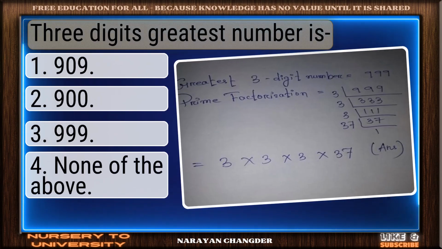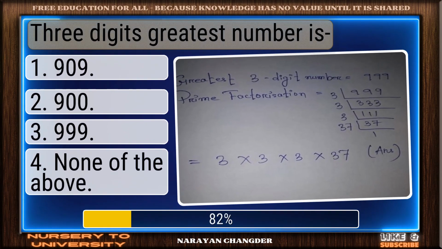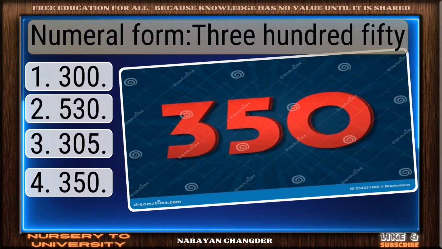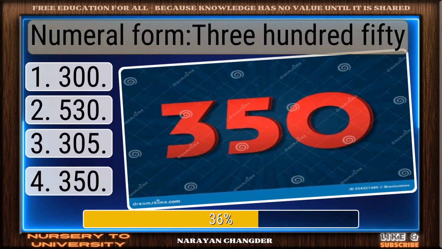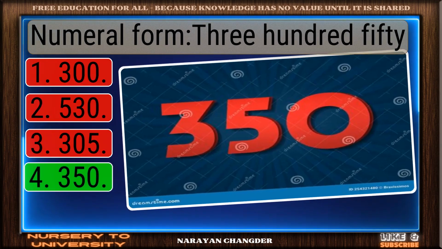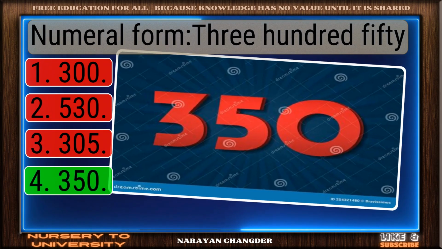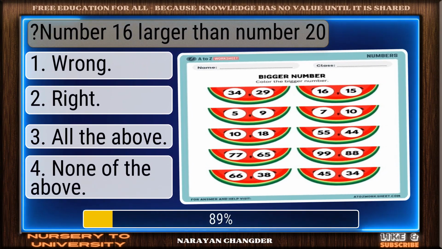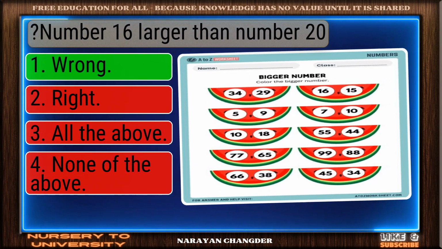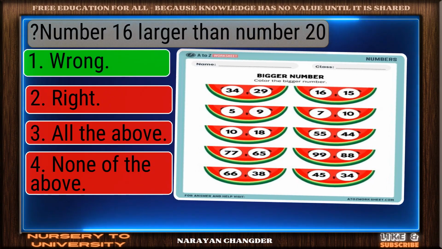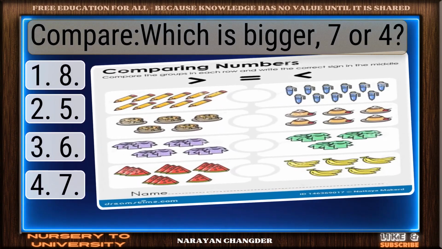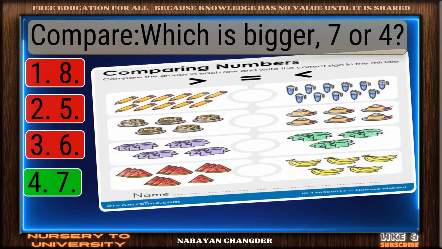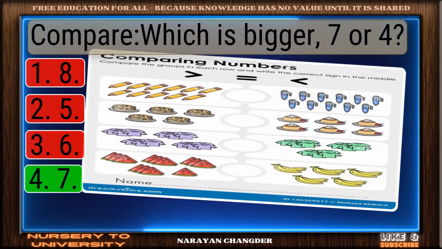3 digits greatest number is? Sharp thinking. 999 is the right choice. Numeral form 350. On track. 350 is the correct answer. Number 16 is larger than number 20. Nice selection. Wrong is the correct and valid answer. Compare which is bigger, 7 or 4. Exactly. 7 makes sense and it is the right choice.